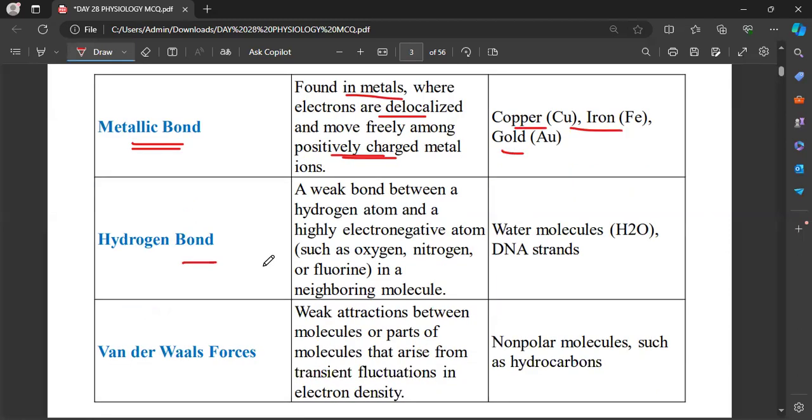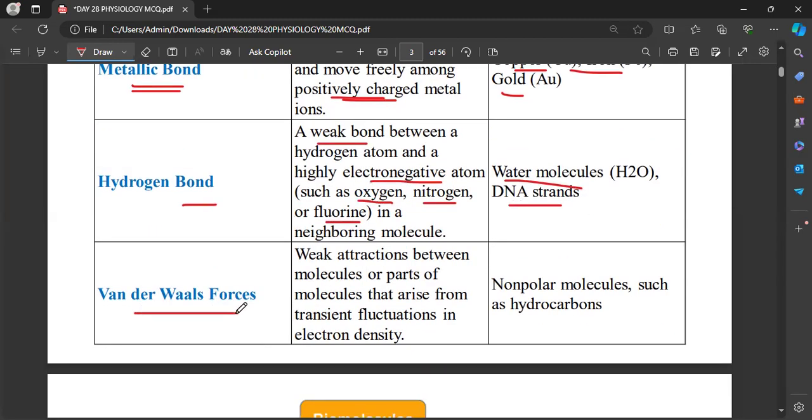Now, the hydrogen bond. The hydrogen bond is considered a weak bond, and it happens between a hydrogen atom and a highly electronegative atom like oxygen, nitrogen, and fluorine. These are all considered electronegative atoms. For example, water molecules and the DNA strands. We know that the nitrogenous bases are connected through hydrogen bonds. Between adenine and thymine we have 2 hydrogen bonds, and between guanine and cytosine we have 3 hydrogen bonds. You should know that it is a weak bond.